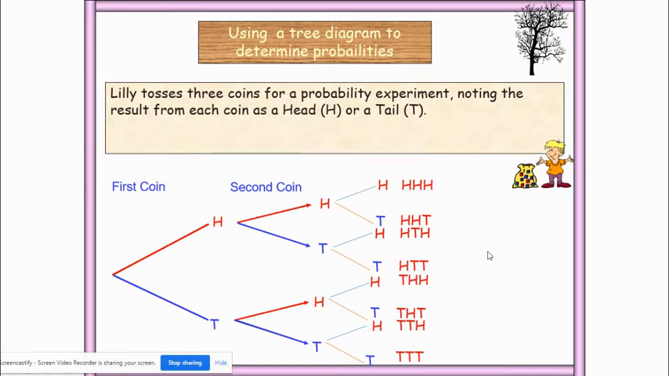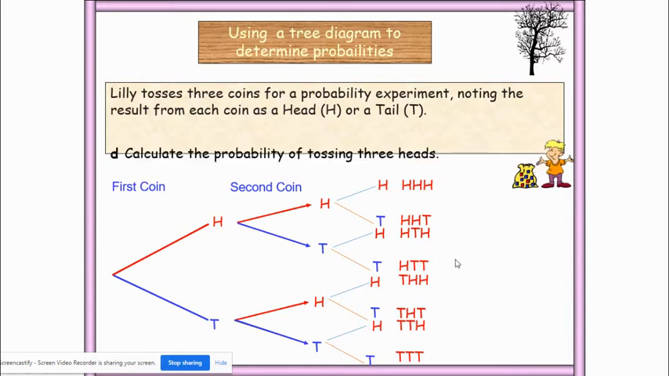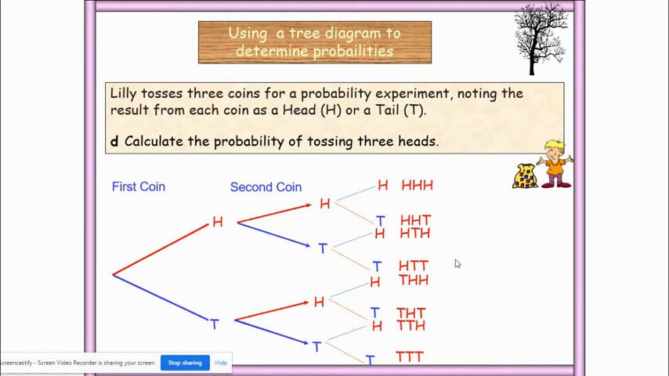All right. So the next question says, determine the number of outcomes. 1, 2, 3, 4, 5, 6, 7, 8. I have 8 outcomes. C, use the tree diagram to list all of the possible outcomes. So you just list all of those. Beautiful.